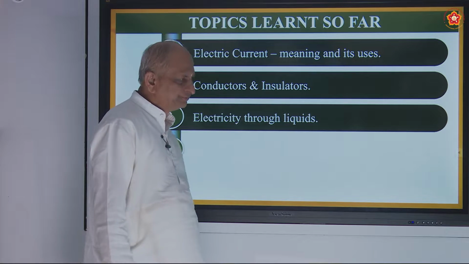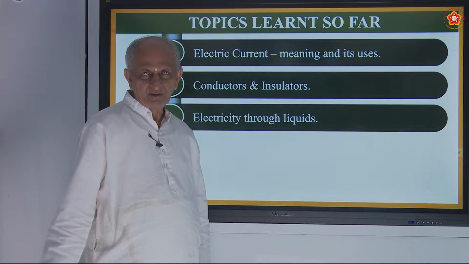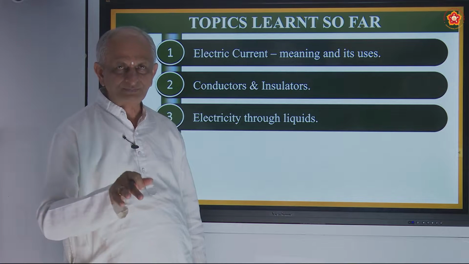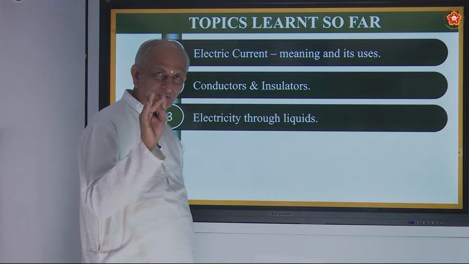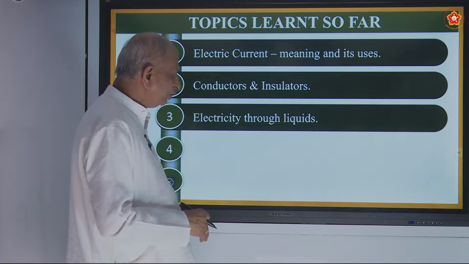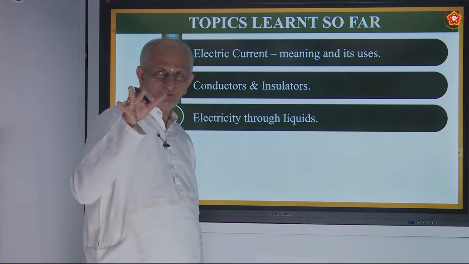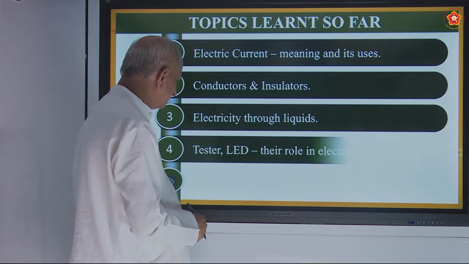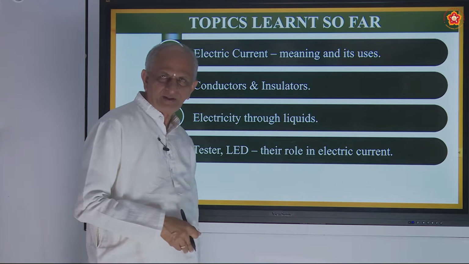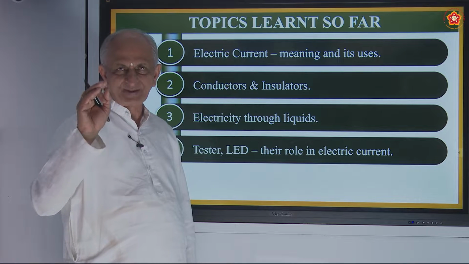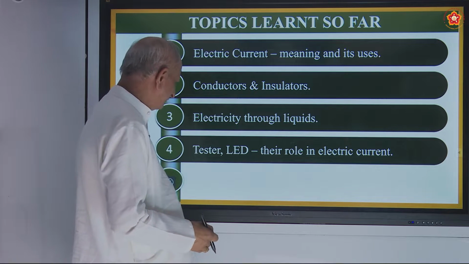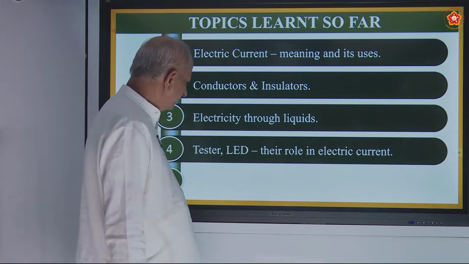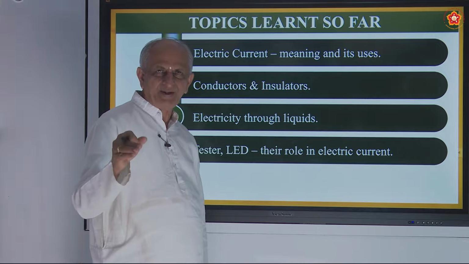And also we have started discussing what happens when electricity is passed through liquids. Some of the liquids allow the flow of electricity, but some of them do not. And how do you know it? You can test it by using testers. That is what you have seen in the previous class. What is a tester? It is a device for detecting the presence of electric current in a given circuit or a given gadget, instrument. But LED, light emitting diode.